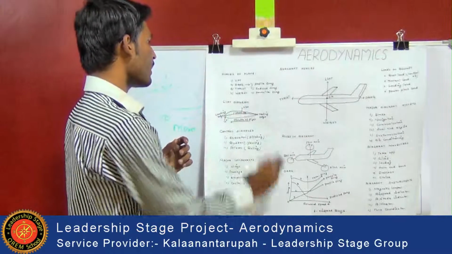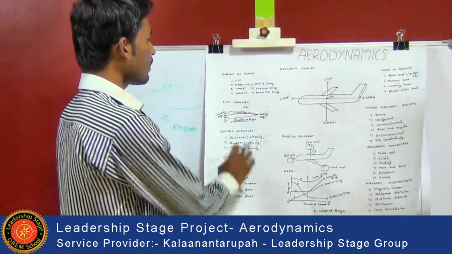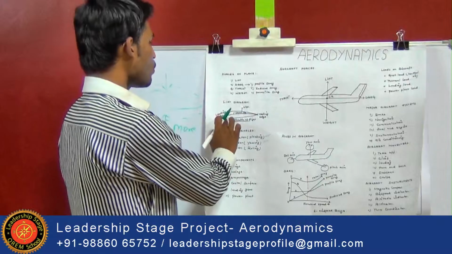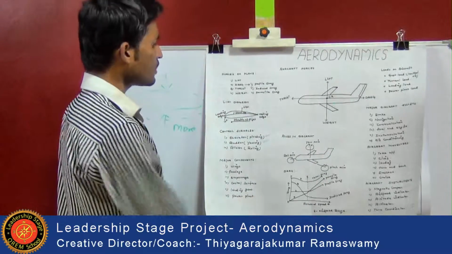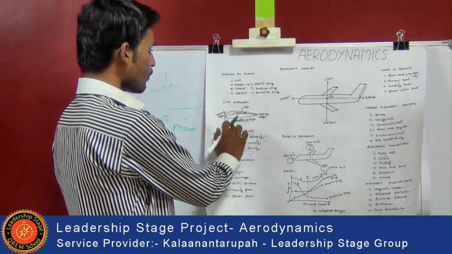And next one is the lift diagram. This is an airfoil. An airfoil is nothing but the cross section of the wing. And this is the leading edge and this is the trailing edge. The leading edge is nothing but the most forward edge of the wing, and the trailing edge is nothing but the most rear edge of the wing. And this is the direction of the flight.